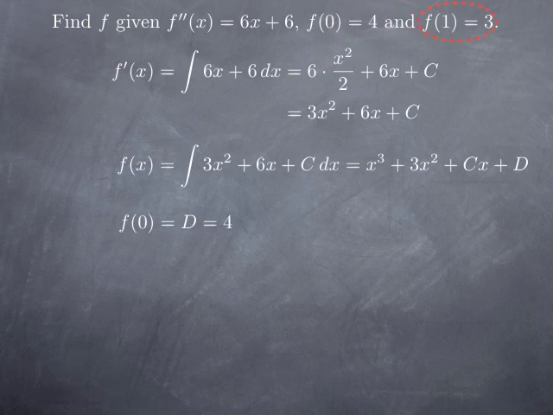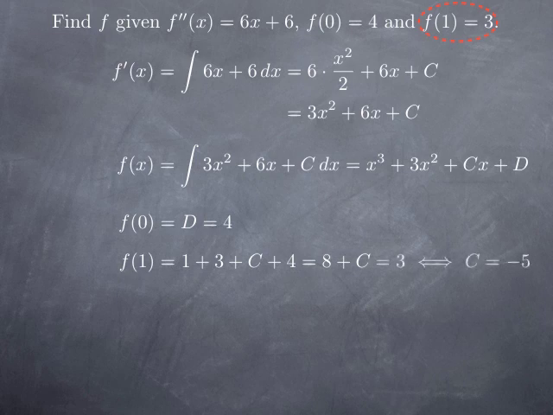On the other hand, we know that the function takes the value 3 at 1. So if I plug x equal 1 in the general form, I get 1 cubed, that's 1, plus 3 times 1, so that gives me 4, plus c times 1, plus d, which is 4. In other words, f of 1 is 8 plus c. But f of 1 must be 3, so 8 plus c is equal to 3. Solving for c, we obtain that c must be -5. Plugging the values that we have found for c and d, we obtain that f of x is exactly the function x cubed plus 3x squared minus 5x plus 4.